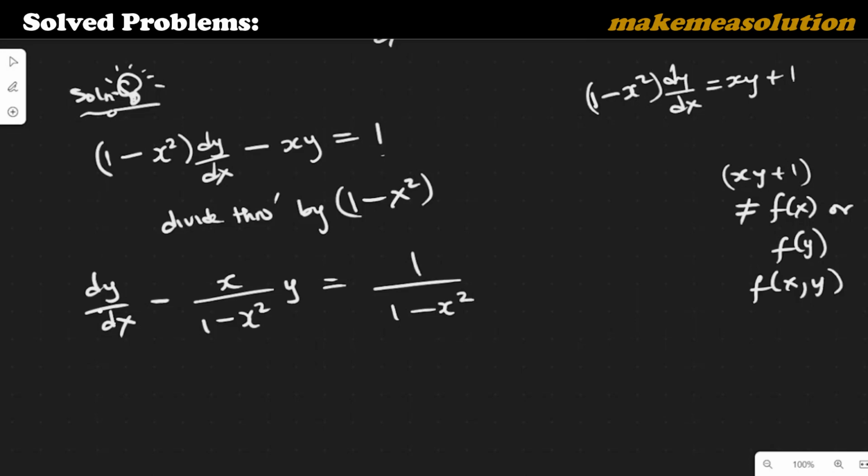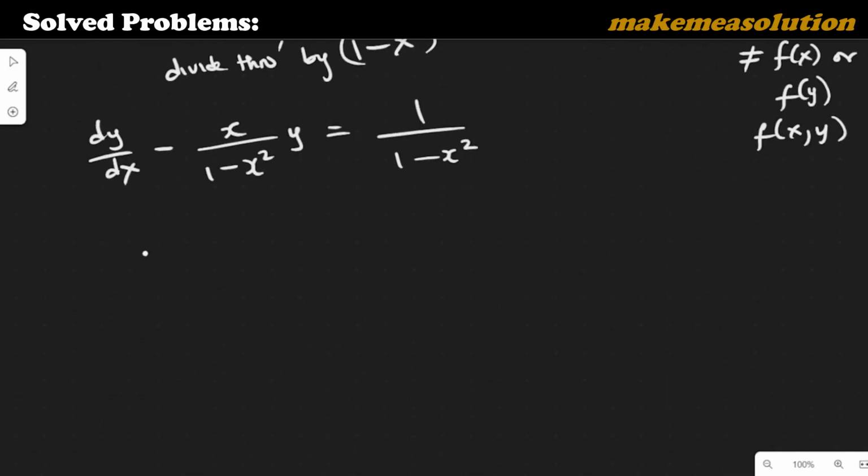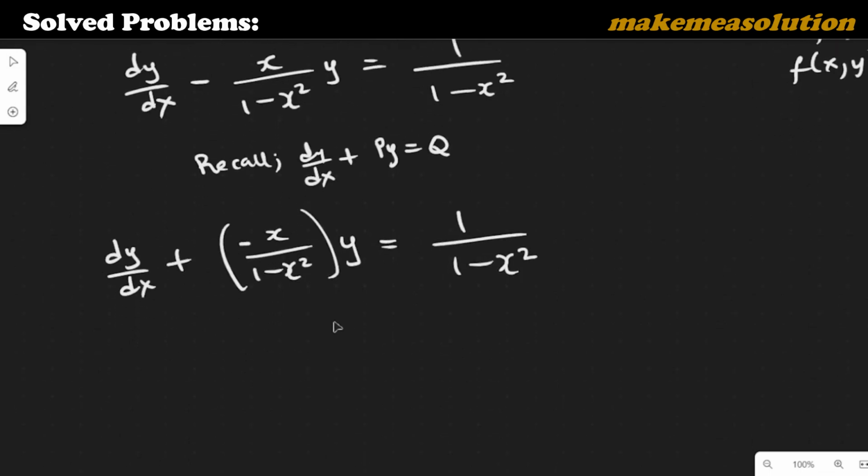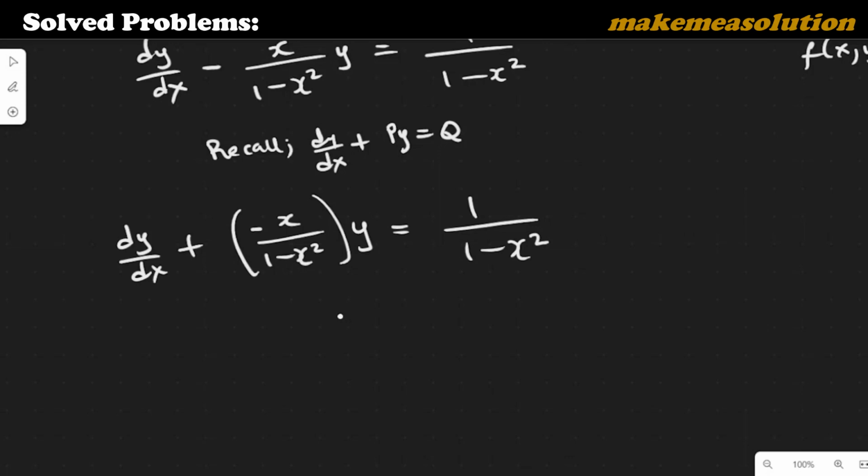Are we together? If I want to express it in the linear form, recall we have dy dx plus py is equal to q. So this is now dy dx plus minus x over 1 minus x squared y is equal to 1 over 1 minus x squared. In writing this differential equation like this, you can see that I've obtained an expression for p, and this is an expression for q.